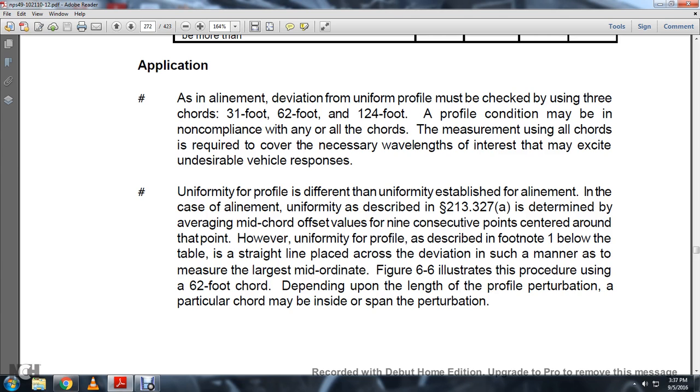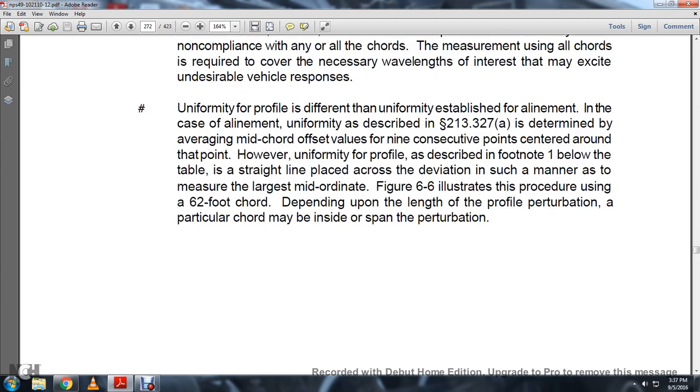in 9 consecutive points centered around the point. However, the uniformity for profile is described in footnote 1 below the table: a straight line placed across the deviation in such a manner as to measure the largest mid-ordinate. Figure 6.6 illustrates the procedure using a 62-foot chord. Depending upon the length of the profile perturbation, a particular chord may be inside of the span of the perturbation.